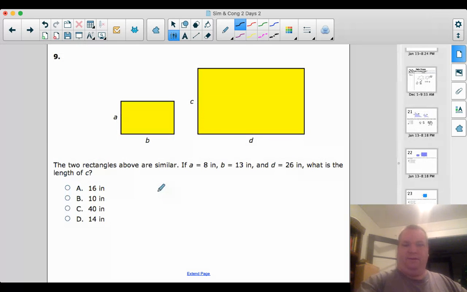All right, try this one. This one I'm not going to write down for you. I'm going to let you do it yourself. It says the two rectangles are similar. A is 8 inches, B is 13 inches, D is 26 inches. What is the length of C? All right, so pause the video here, see if you can come up with it.